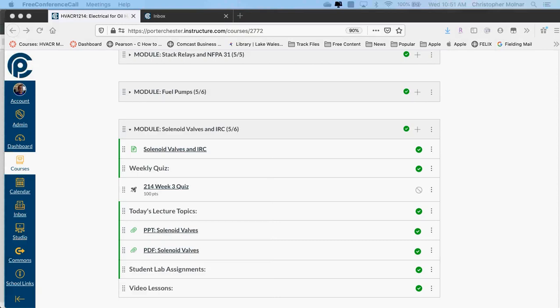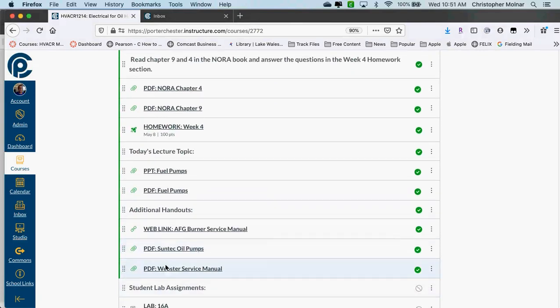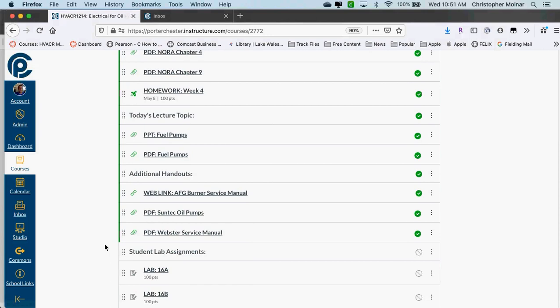I have a couple of handouts on today's course page, in the module for today. There are some additional handouts. I want to take a look at these two here, the Suntech oil pump and the Webster service manual, because there's some relatively important stuff in there that I want to point out to you. We're also going to talk about oil solenoids. Remember, I've shown you some ignition transformers and primary controls that have an oil solenoid that sits on the oil line and actually prevents the flow of low pressure oil to the nozzle. We're going to talk about that today as well.